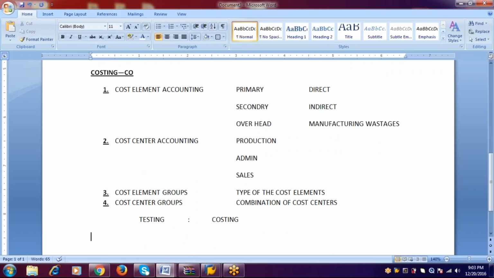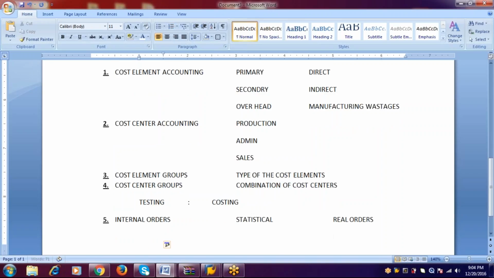Next, we have to go for the fifth concept, which we call internal orders. In internal orders we have two types of orders: one is the statistical order, and the second is the real order. Let's take a live example. In the statistical order, suppose the client has a number of telephones in different branches. In Hyderabad, they have a telephone in the production plant, one in the admin office, and another in the sales office. Likewise in Bangalore, they have multiple cost expenses like that.